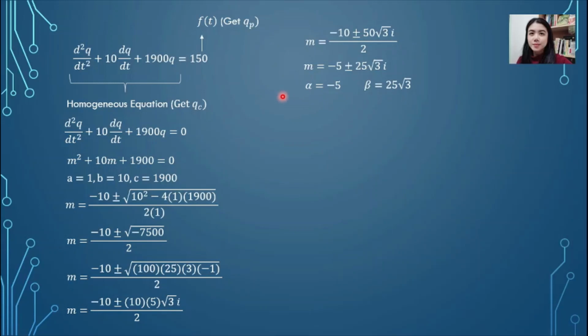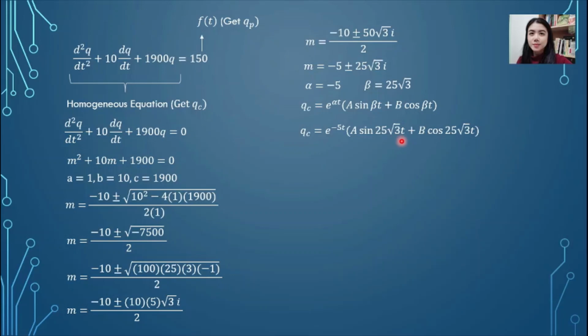If you have complex conjugate roots, which means that your qc is supposed to be in this form. So let's substitute our alpha and beta into here. Our alpha is negative 5, and your beta is 25 square root of 3. So we have this one.